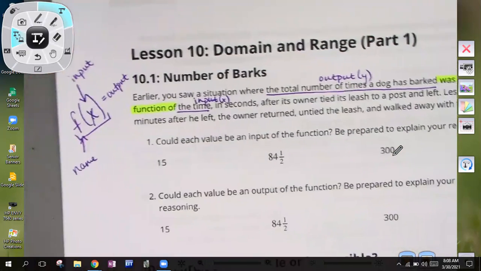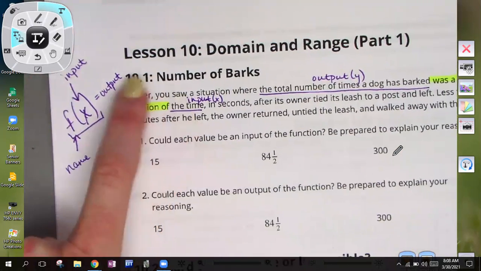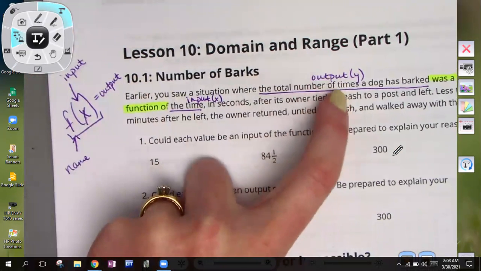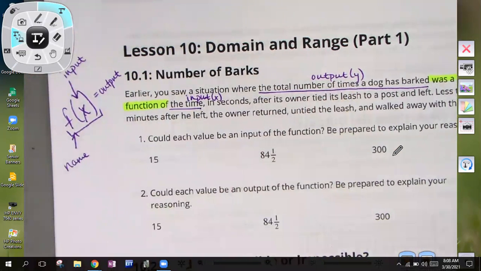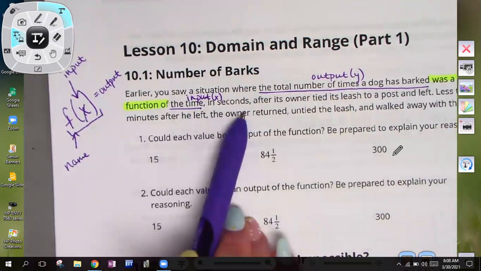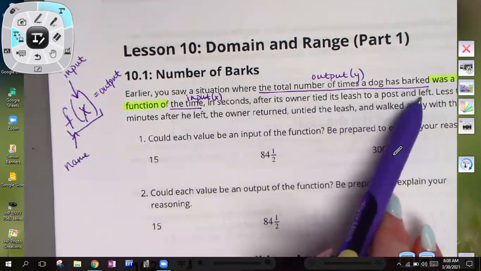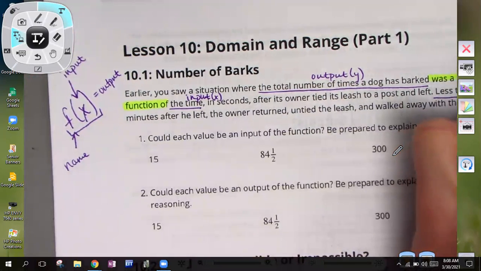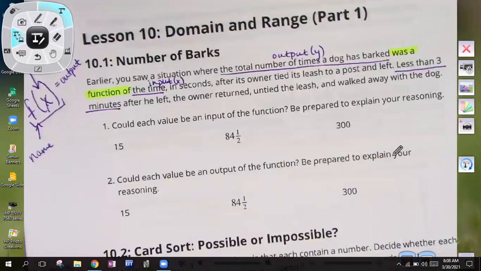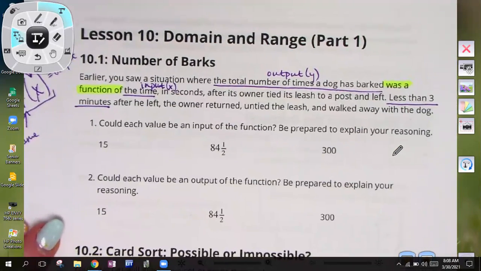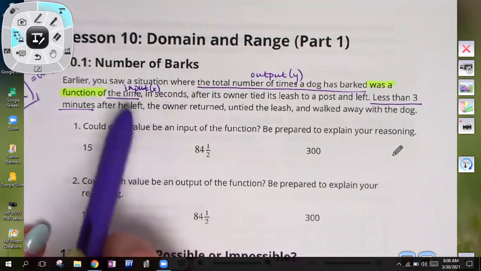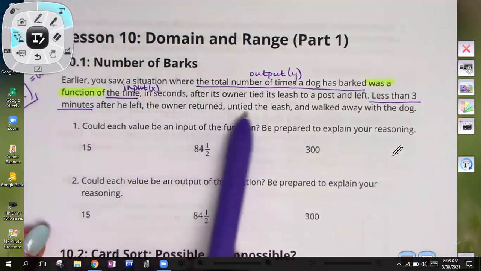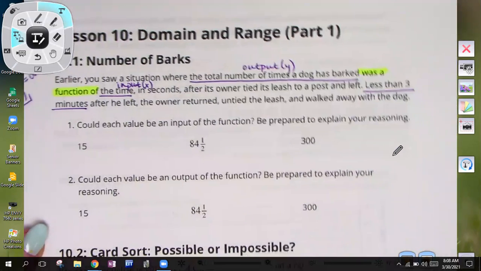In this case, our input is going to be time, and what it's set equal to is going to be the total number of barks. Then it says the time in seconds after its owner tied its leash to a post and left less than 3 minutes after he left. Underline less than 3 minutes, because that has to do with the amount of time that takes place in the situation. The owner returned, untied the leash, and walked away with the dog.